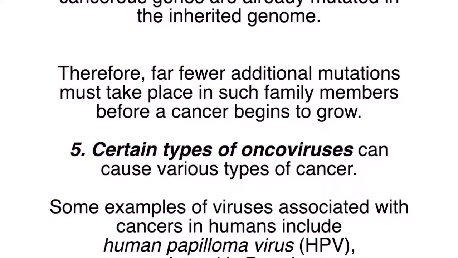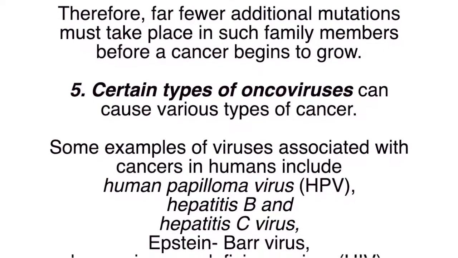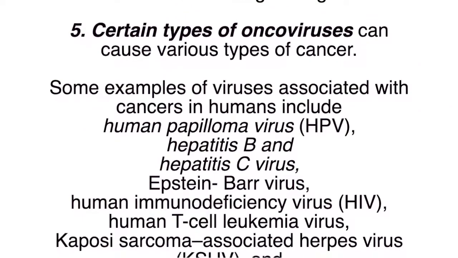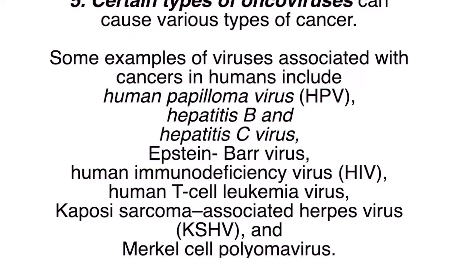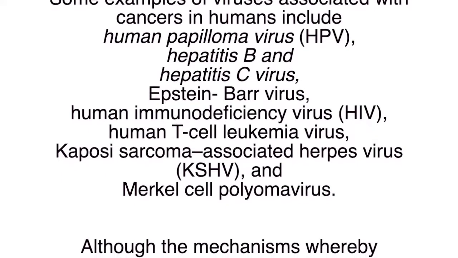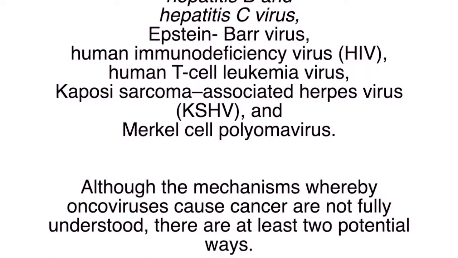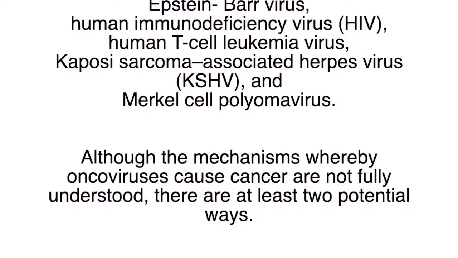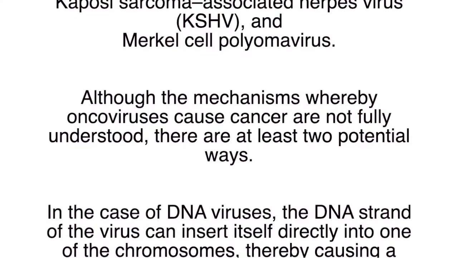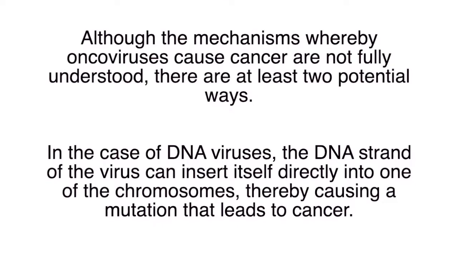5. Certain types of oncoviruses can cause various types of cancer. Some examples of viruses associated with cancers in humans include human papillomavirus (HPV), hepatitis B and hepatitis C virus, Epstein-Barr virus, human immunodeficiency virus, human T-cell leukemia virus, Kaposi sarcoma-associated herpesvirus, and Merkel cell polyomavirus. Although the mechanisms whereby oncoviruses cause cancer are not fully understood, there are at least two potential ways.